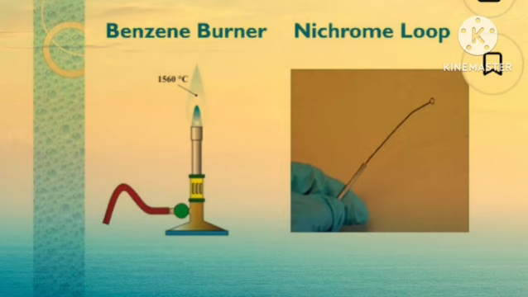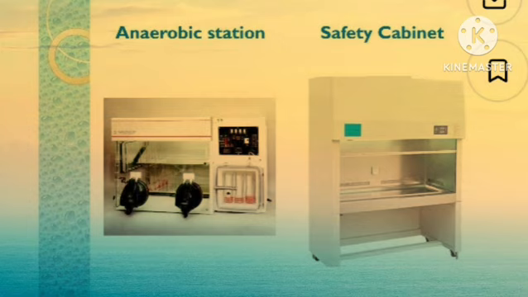So next, the anaerobic jar. It is a sealed container that chemically removes oxygen, allowing the selective cultivation of anaerobic bacteria. So what are anaerobic bacteria?